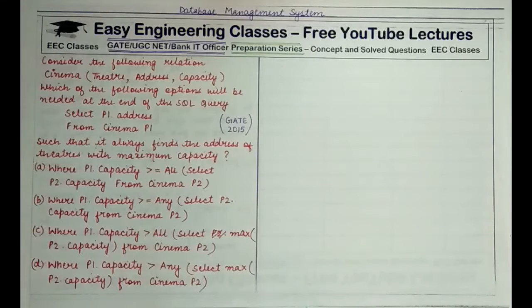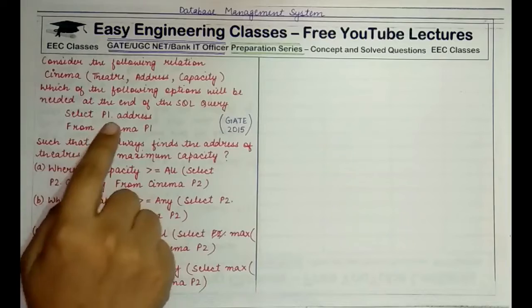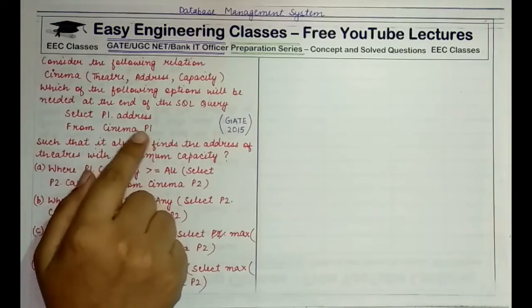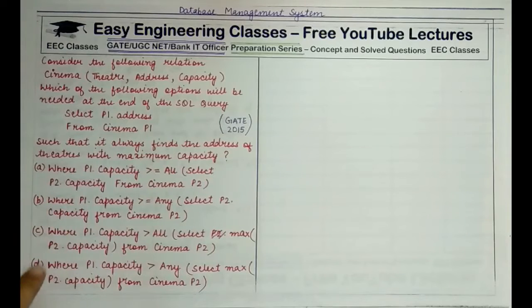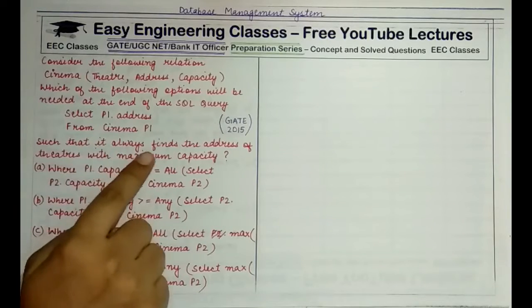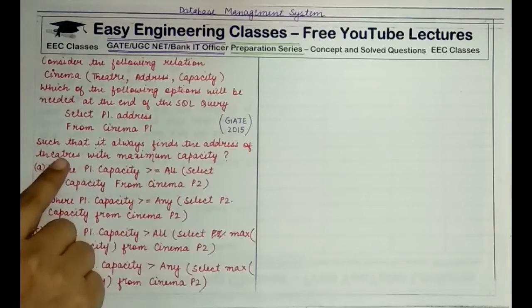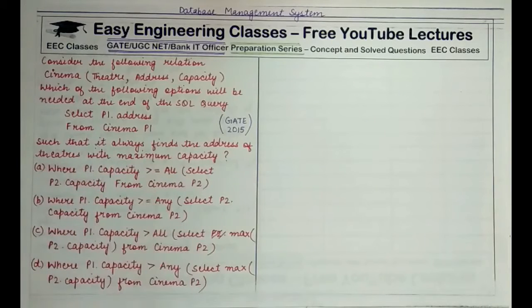Consider the following relation: cinema, which has the columns theater, address, capacity. Which of the following options will be needed at the end of the SQL query? So the query is: select P1 dot address from cinema P1, and you have to select the option out of these such that it always finds the address of theaters with maximum capacity.